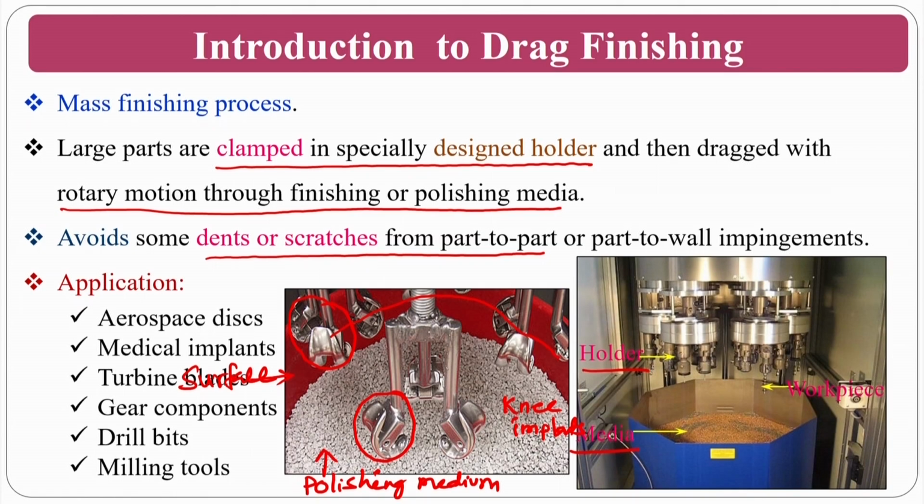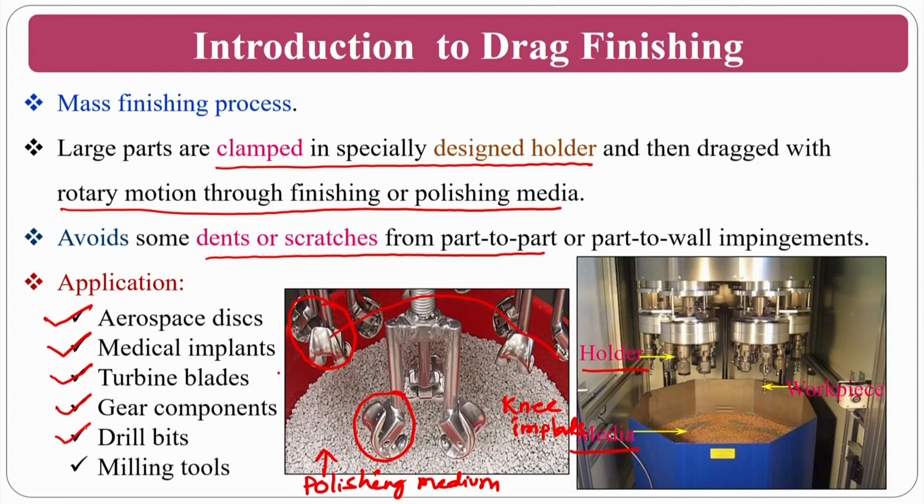Okay, what are the applications of this particular process? If you see the applications of this process, it can be used in aerospace industries and medical implants. Basically whatever you are seeing is a medical implant. You can use it for the turbine blades in the aviation industry and the gear components in automobile or aviation or many places wherever gear components are used.